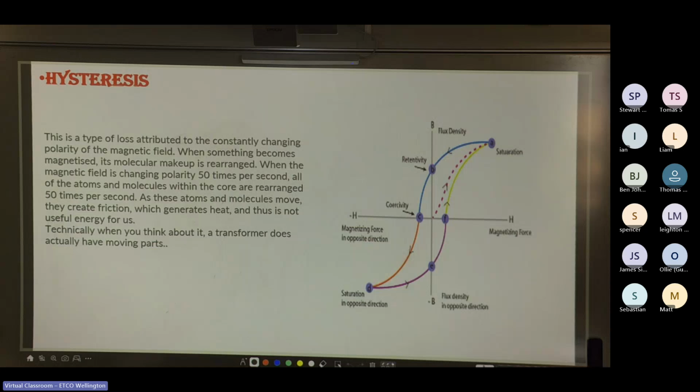Cool. So hysteresis. This is a type of loss attributed to the constantly changing polarity of the magnetic field. When something becomes magnetized, its molecular makeup is rearranged. When the magnetic field is changing polarity 50 times a second, all of the atoms and molecules within the core are rearranged 50 times a second. As these atoms and molecules move, they create friction, which generates heat, and thus is not useful energy for us. Technically, when you think about it, a transformer does actually have moving parts: the electrons within the copper wires.